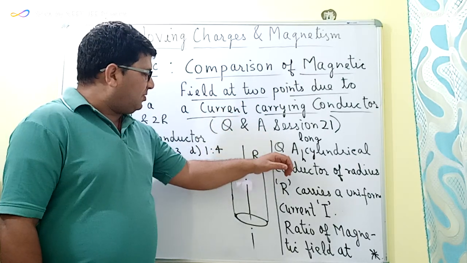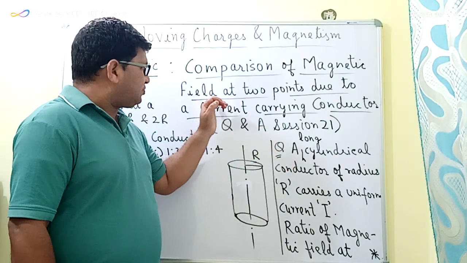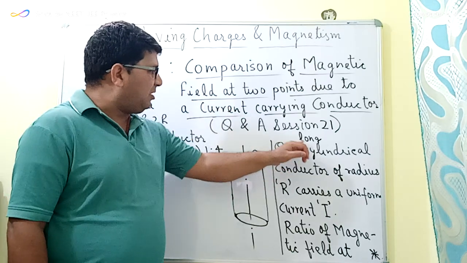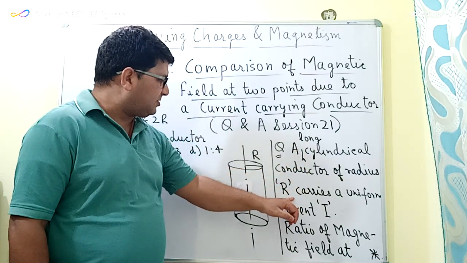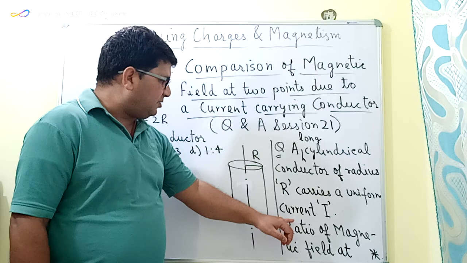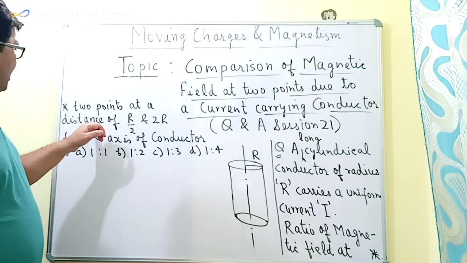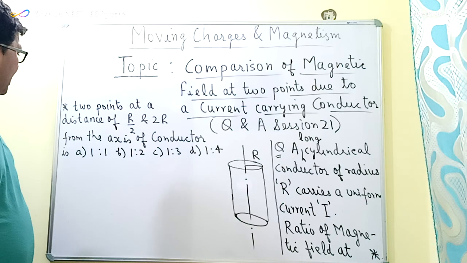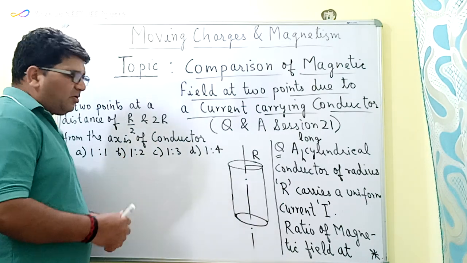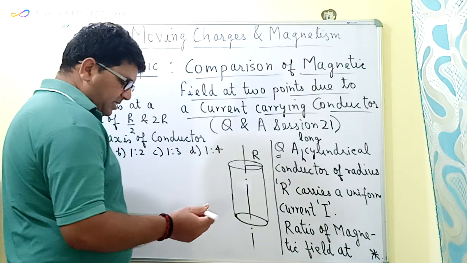So I have framed one question which is based on this topic, and the question here is: a long cylindrical conductor of radius capital R carries a uniform current I. So the ratio of magnetic field at 2 points at a distance of r by 2 and 2r from the axis of the conductor is. We have 4 options here and we have to find the correct option.